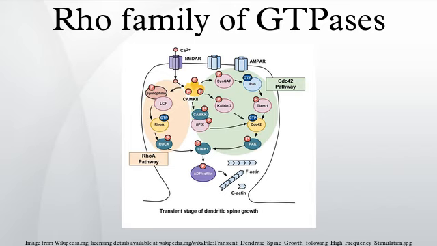CDC42 activates PAK, which is a protein kinase that specifically phosphorylates and, therefore, inactivates ADF/cofilin. Inactivation of cofilin leads to increased actin polymerization and expansion of the spine's volume. Activation of CDC42 is required for this increase in spine volume to be sustained.